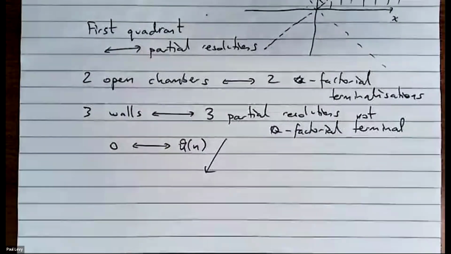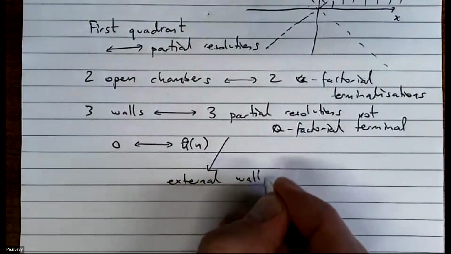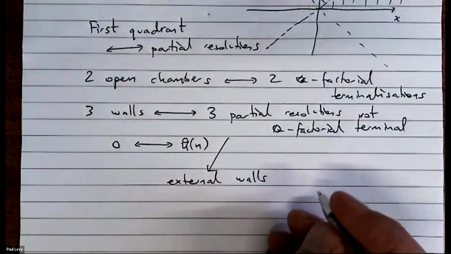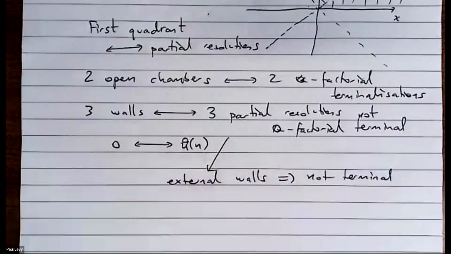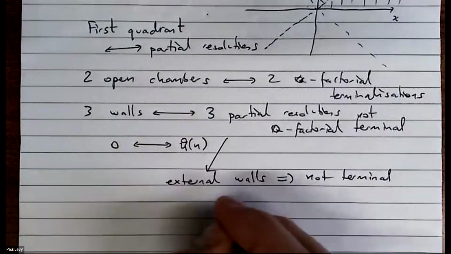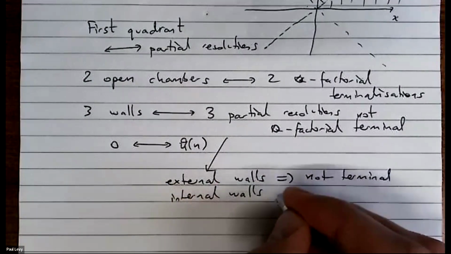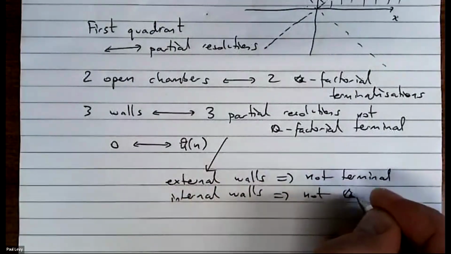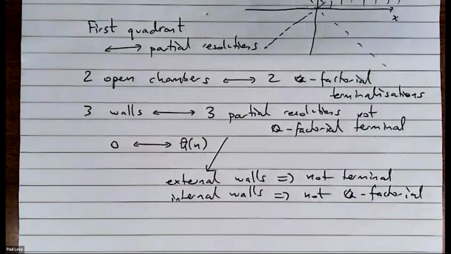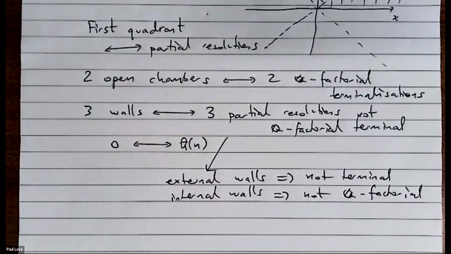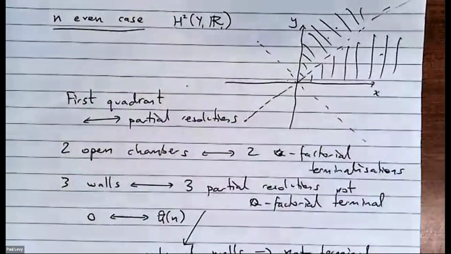Well, the external walls give you partial resolutions which are not terminal, and otherwise, so internal walls give you partial resolutions which are not Q-factorial. So going back to this picture above, we can say exactly what the three walls correspond to.